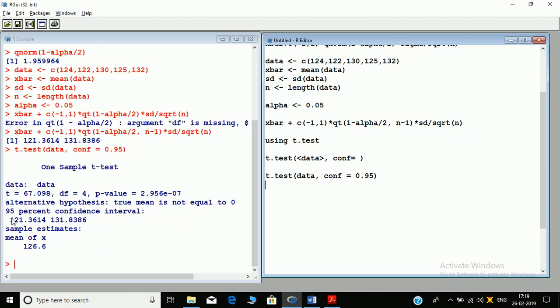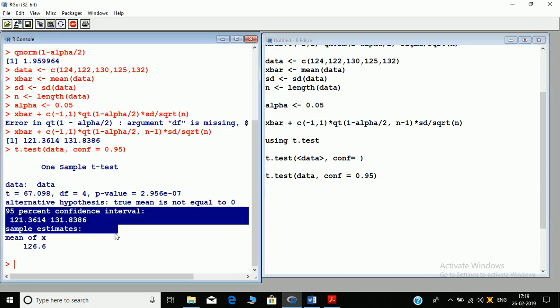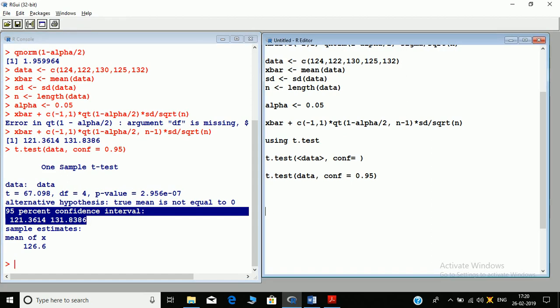Can you see? All these are given. T is the test statistic, DF is degrees of freedom, 4, which is n minus 1, 5 minus 1 is 4. The p-value is given, the alternative hypothesis is true mean is not equal to 0, and then we have the 95% confidence interval and the sample estimates, mean of x. So much data is given.